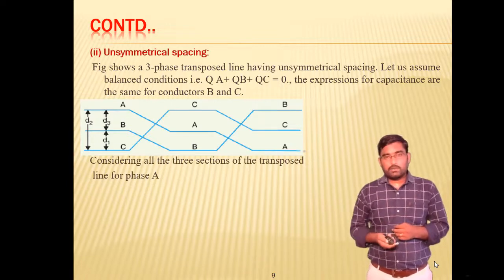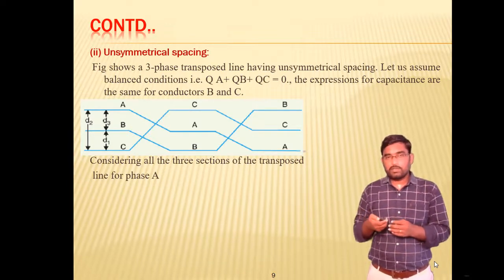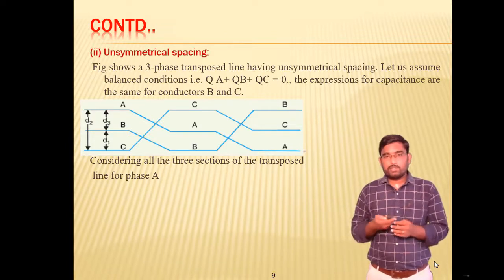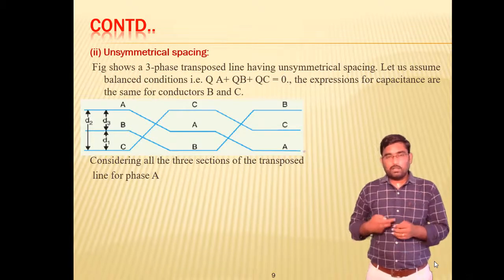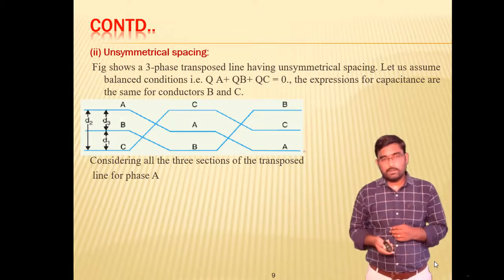If you want to write the total potential of conductor A, you need to write the potential of conductor A in position 1 of section 1. You need to write the potential of conductor A in position 2 of section 2. Similarly, you need to write it for position 3 of section 3. In the final step, we need to take the average of all these potentials.